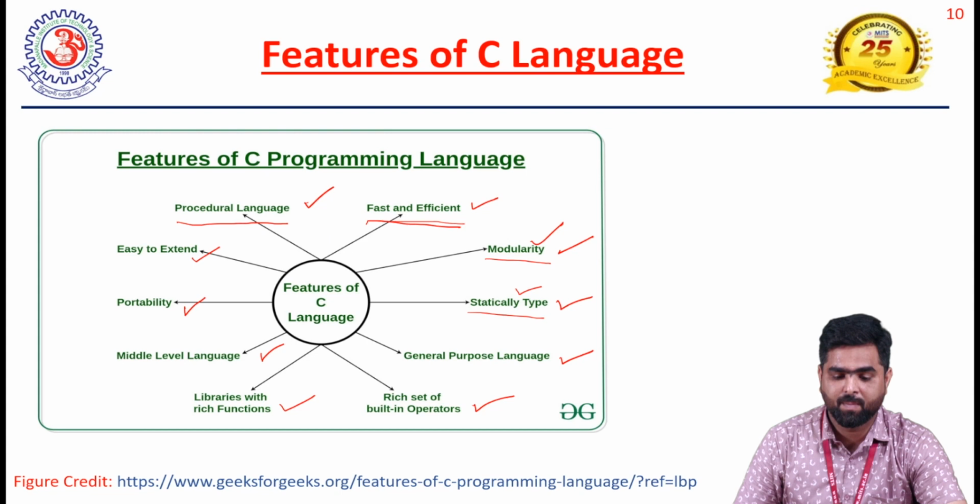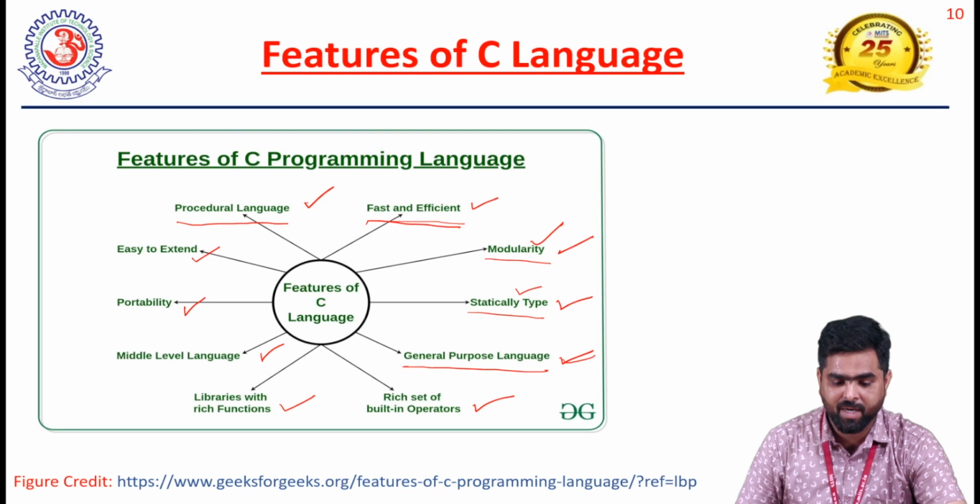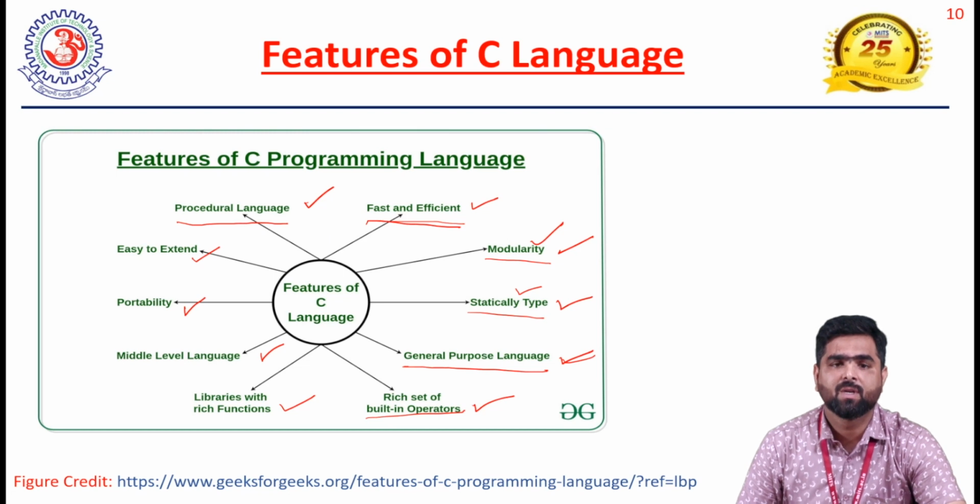And next one is general purpose language. So here the C language can be used in various applications in different domains. That's why it is called a general purpose language. And next one, in C language we have a rich set of operators which can be used when you are writing complex expressions or any kind of simple expressions in order to complete a task. And next one is libraries with rich functions.